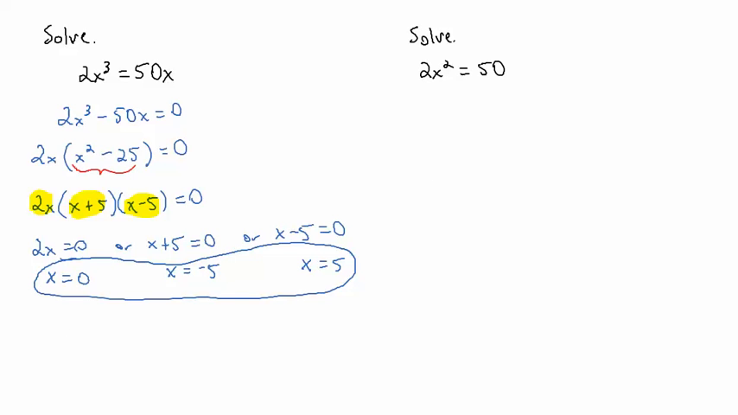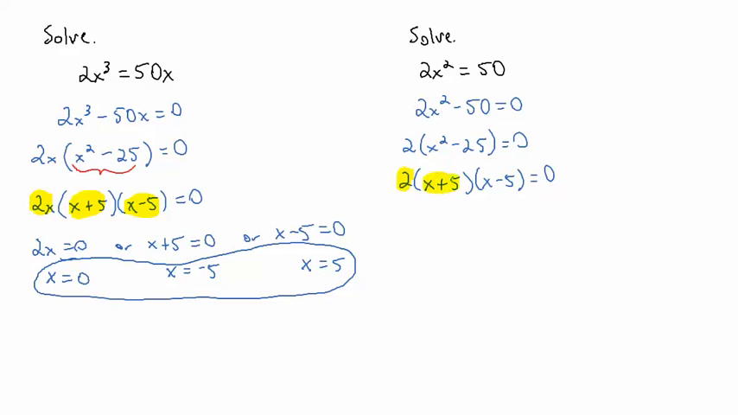In this example, it's very similar to the last one except we're missing some x's, but you still get 0 on one side and try to factor the other side. Now that it's factored, we have a conclusion to make. We have three things multiplied together to be 0. So one of those three things has to be 0. So 2 has to be 0, or x plus 5 has to be 0, or x minus 5 has to be 0.